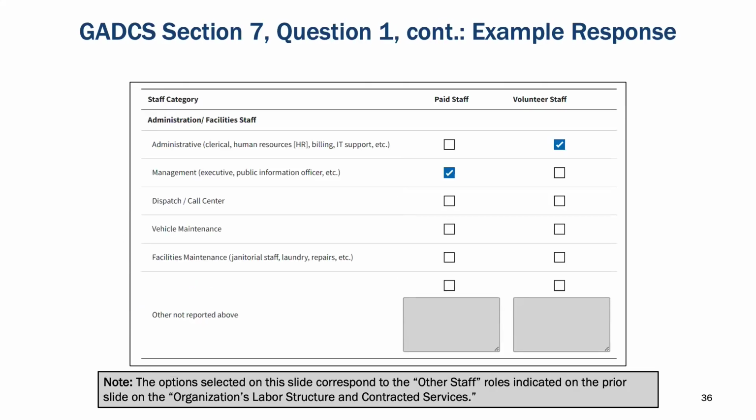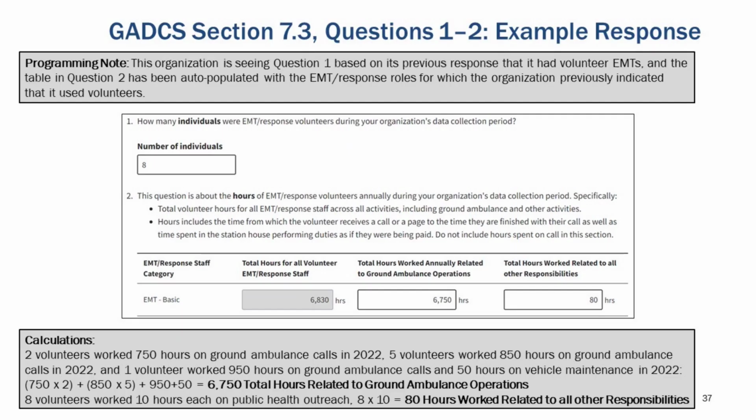This slide shows the rest of Section 7, Question 1. The organization notes that they have volunteer administrative staff and a paid manager. Other boxes are left unchecked because they contract with another organization for these services rather than directly employ these staff. This slide starts the section on volunteer labor, Section 7.3. If your organization does not use volunteer labor, you would not see this section in the programmed instrument.